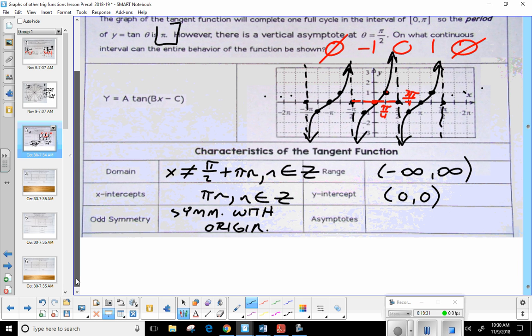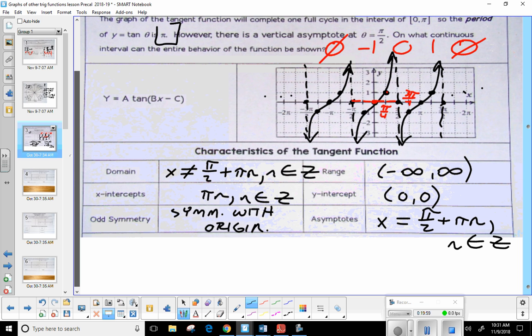The asymptotes, don't we already have those? Yeah, remember, we had to identify where all the asymptotes were because they couldn't be part of our domain, but we actually want to list the asymptotes here. So I'm going to go ahead and say x equals pi over 2 plus pi n. Again, just making sure n belongs to the integers.